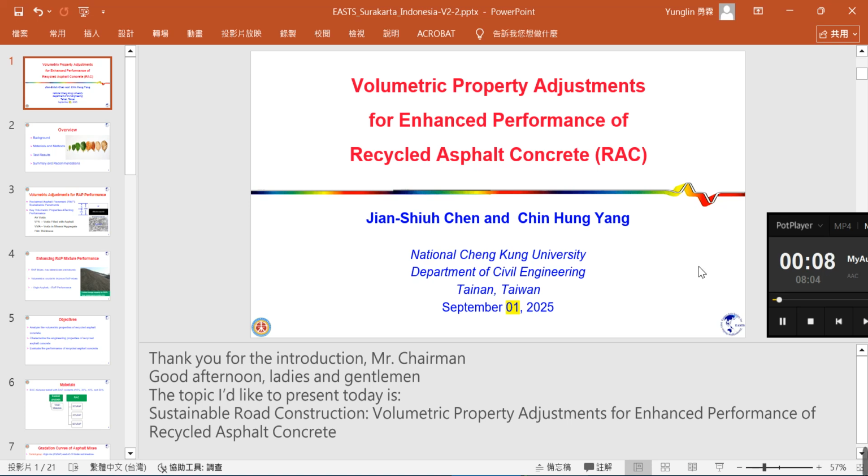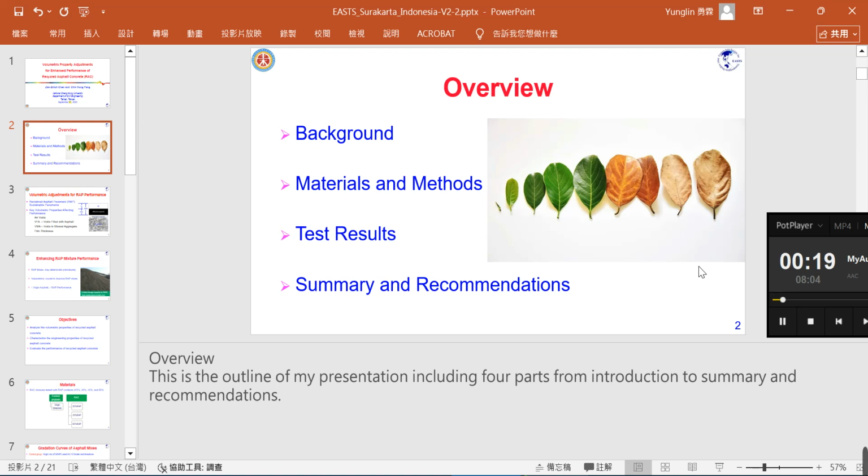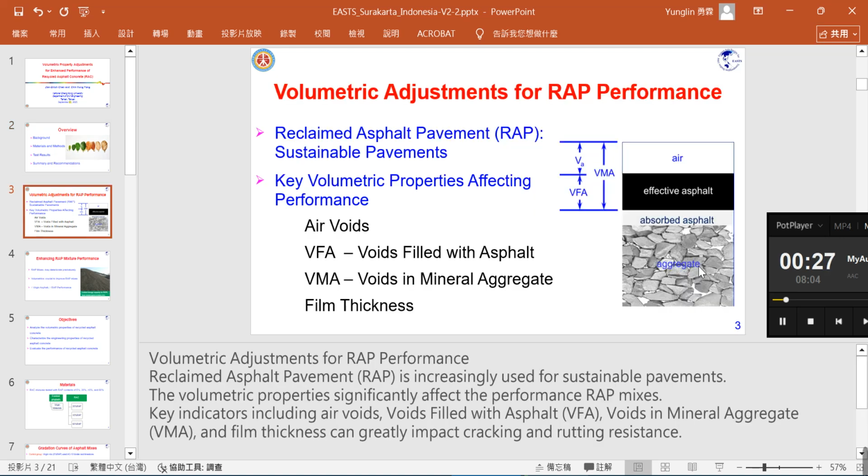The topic I'd like to present today is Sustainable Road Construction, Volumetric Property Adjustments for Enhanced Performance of Recycled Asphalt Concrete. Overview. This is the outline of my presentation, including 4 parts from introduction to summary and recommendations.